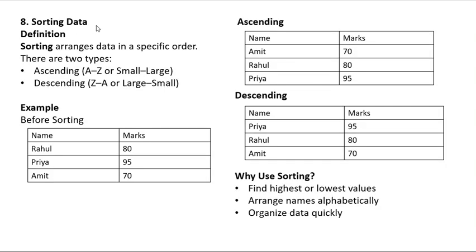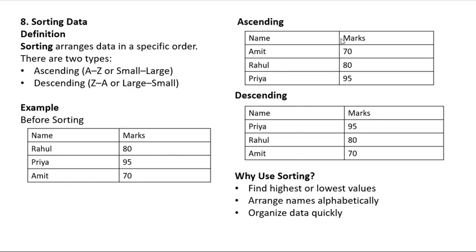Eighth is sorting the data. Sorting means arranging the data in a specific order. There are two types: ascending, which is A to Z and small to large, and descending, which is Z to A or large to small. For example, before sorting, the marks are given in neither ascending nor descending order, with names and marks in an unsorted format.